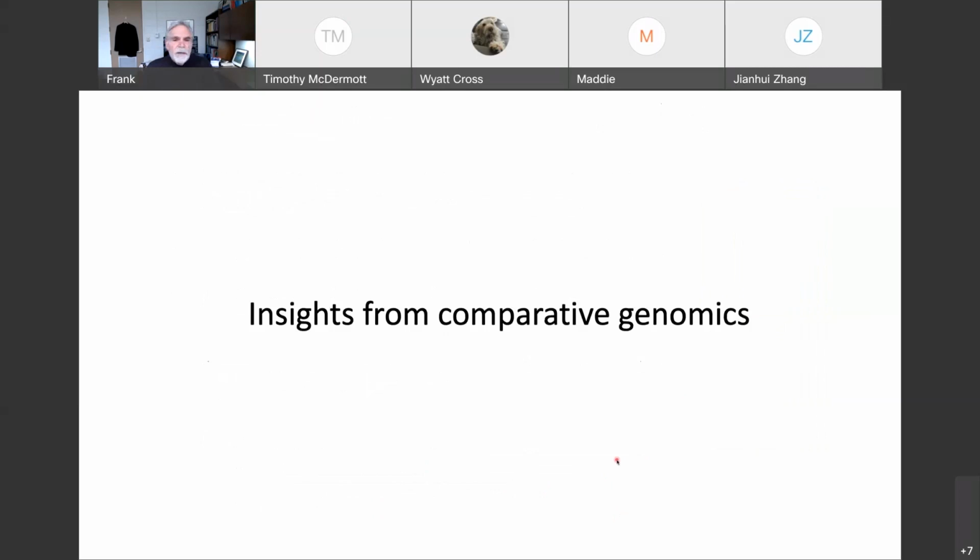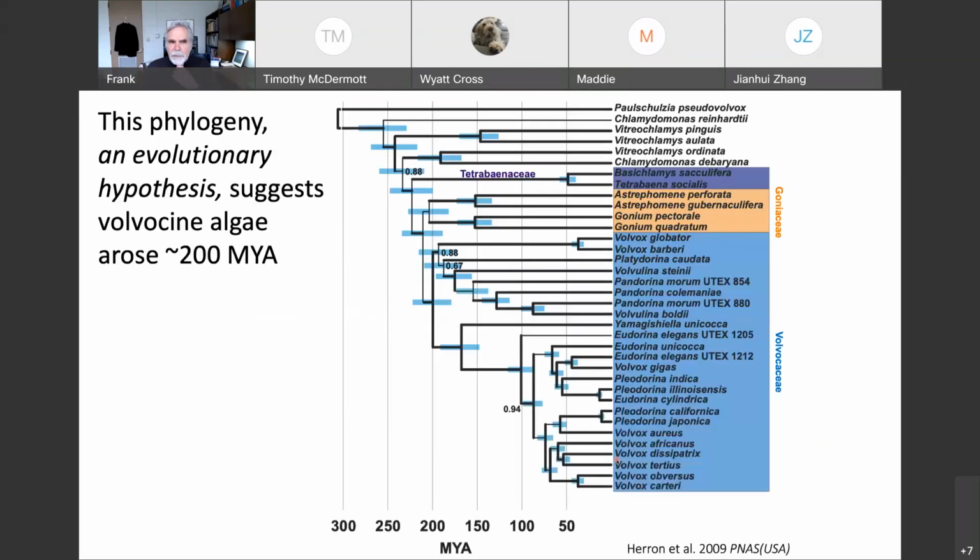Okay, so in the next 10 minutes, I'm going to give you a quick tour of some more recent work, insights from comparative genomics. And so here's a paper by Matt. This came out before he joined my laboratory when he was still a grad student at University of Arizona with Rick Michaud.